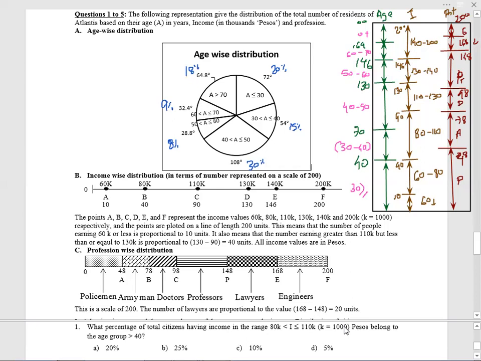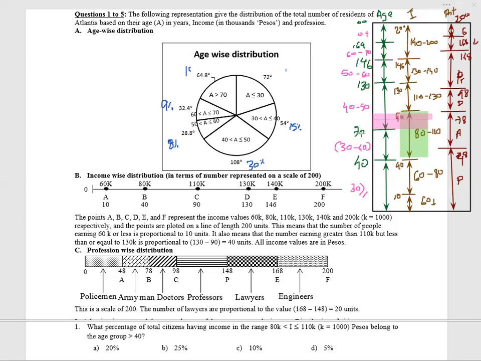What percent of total citizens have income in the range of 80K to 110K? These are the people we are talking about. How many people are there? 50 people are there. And out of them, above 40. This is up to 40, right? So basically, we are dealing with people whose age is above 40, but income is not 110. So this is the range we are talking about.